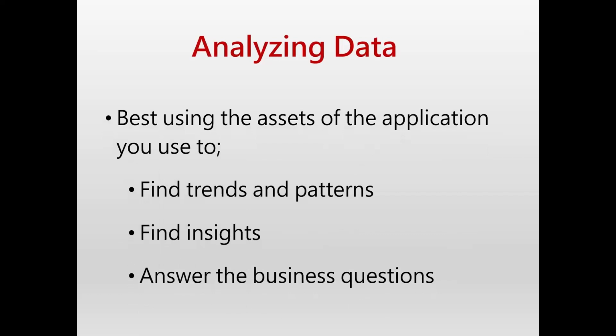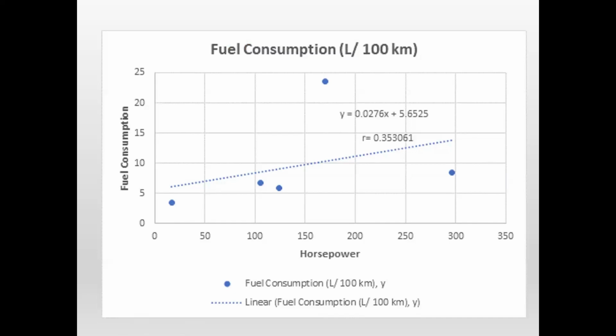If we make the best use of the assets of the application, maybe Excel, Power BI, Python, we use them to find trends and patterns in our data, to find insights, and accordingly, we can answer the business questions that we try to answer. For example, this is a report about data collected regarding the relationship between the horsepower of the cars and the fuel consumption.